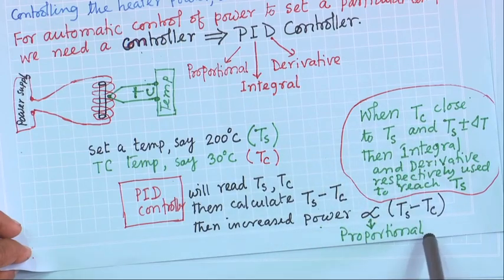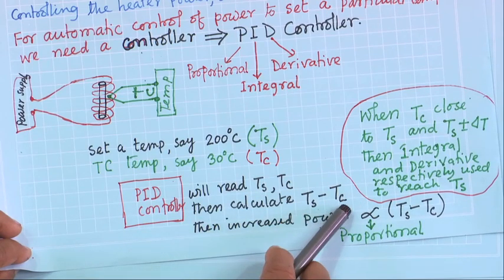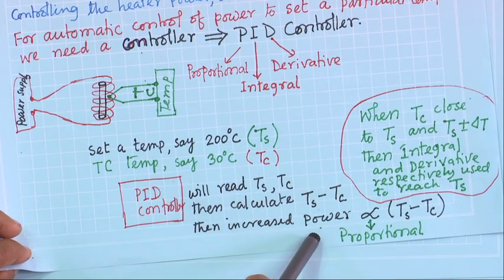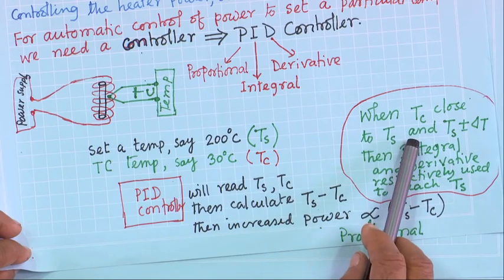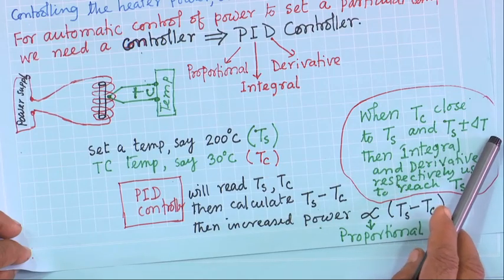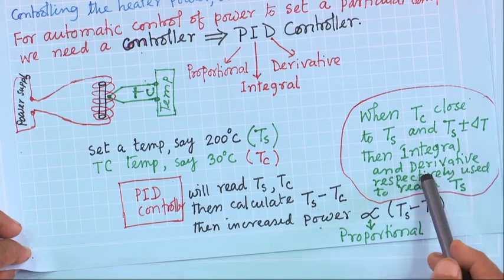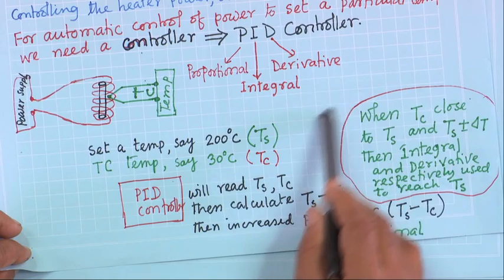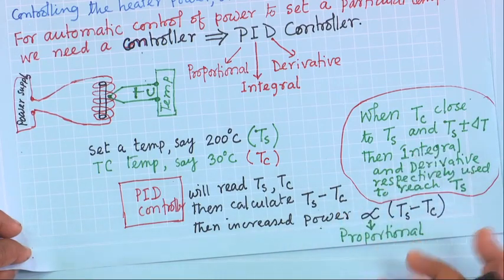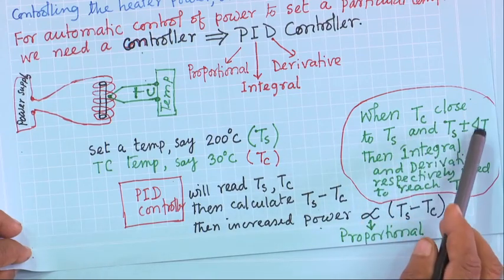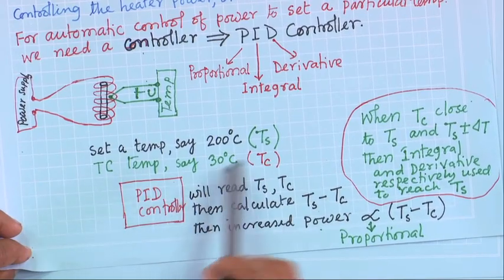All the time the controller is reading TC, taking the difference and changing the power. When TC is close to TS, that is TS plus or minus del T, where del T is very small, it will use integral and derivative respectively to reach TS. I am not telling details. The electronic circuit can do integration, derivation, difference, addition, like a calculator. So when it is close, it uses integration and derivative methods to reach the temperature TS. That is why it is called a PID controller.